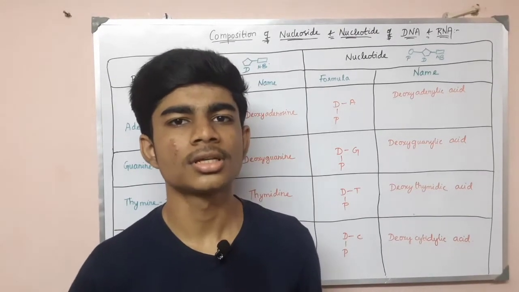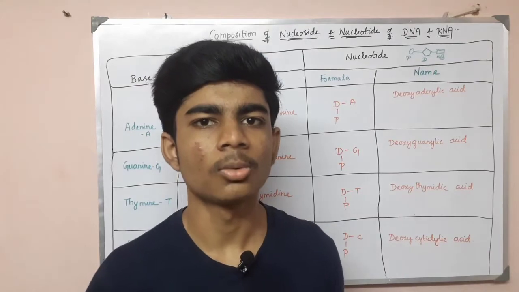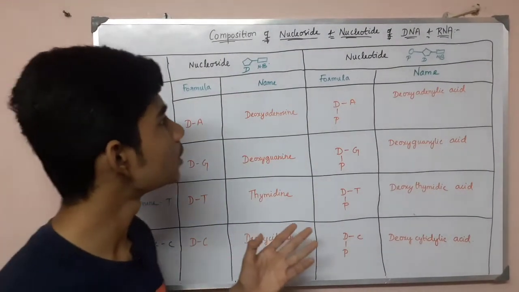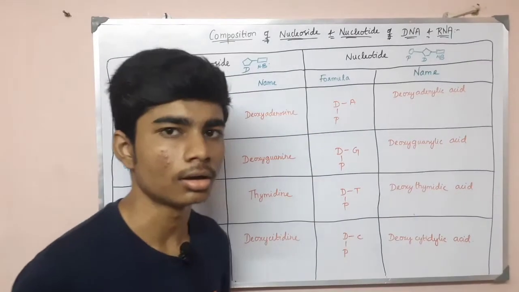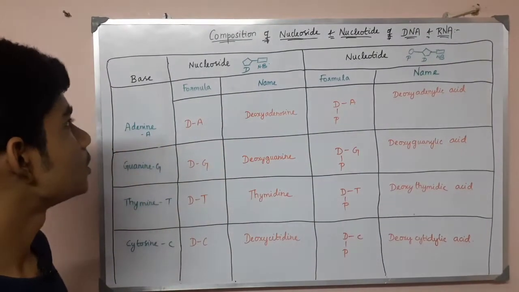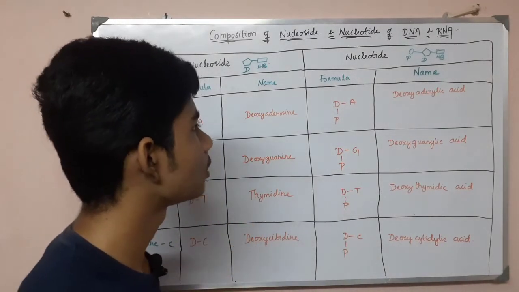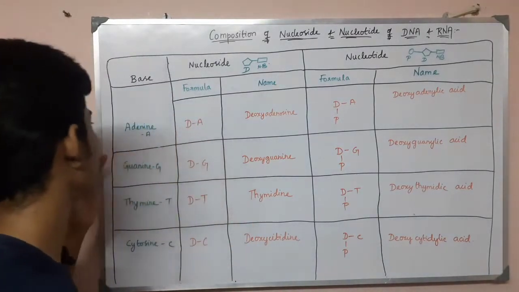In the last session we saw the detailed structure of DNA and what nucleotides and nucleosides are. In this session we will see the composition of nucleosides and nucleotides of DNA and RNA. So let's see the names used for nucleosides and nucleotides for different combinations of the compounds involved in nitrogen bases.